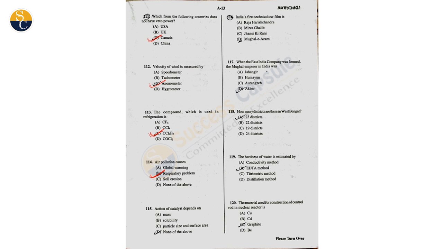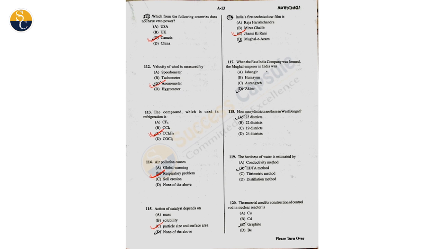Next, action of a catalyst depends upon the adsorption of reactants on the surface of the catalyst. So, C is the correct answer. Particle size and surface area. Next, India's first Technicolor film is Jhansi Ki Rani. So, C is the correct answer.